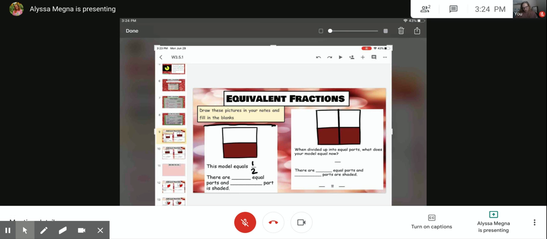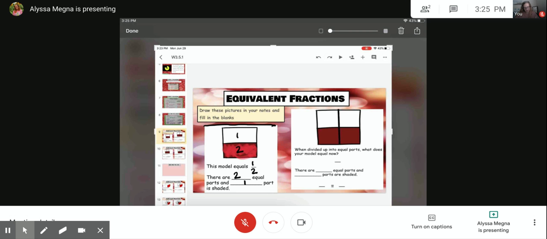Below it says there are blank equal parts and blank parts is shaded. So there are two equal parts and one part is shaded. So we can see there's two parts, and the bottom part, I'll do that in red, is shaded. So 1 out of 2 is shaded. Does it matter if it's the bottom piece or the top piece? No, not really. All right, moving on to number 2.